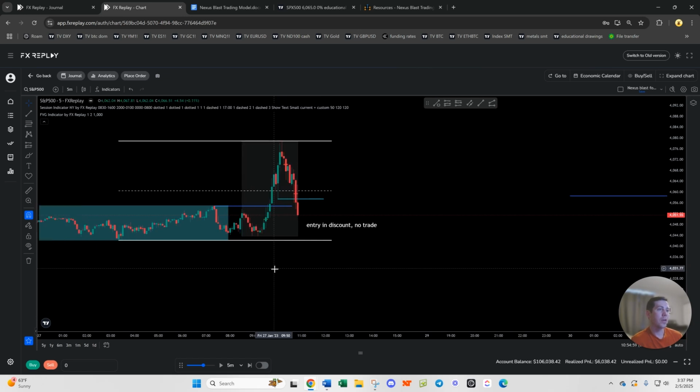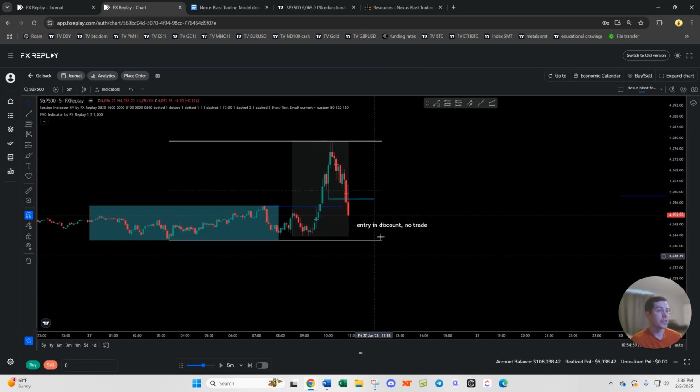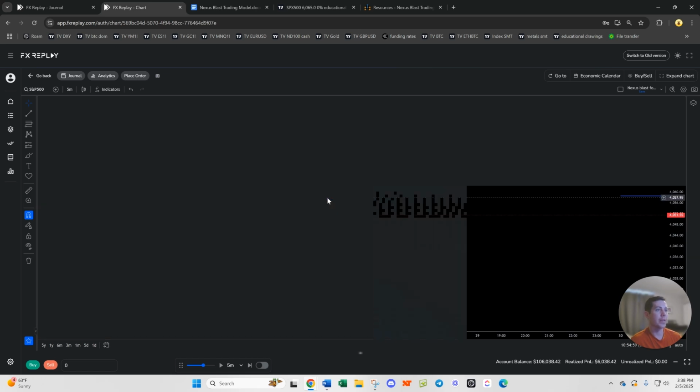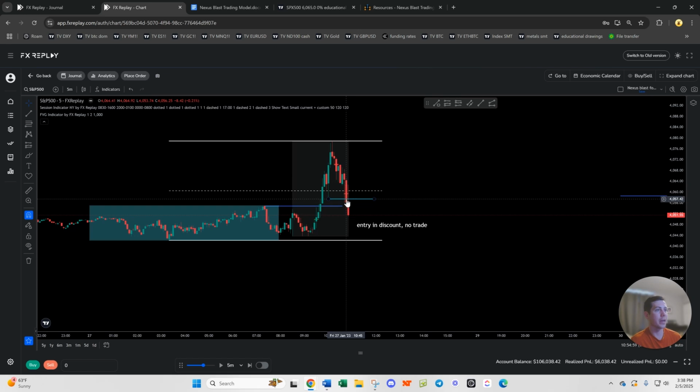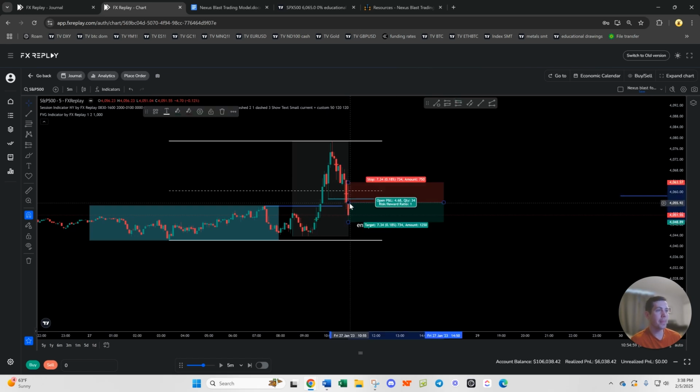So here's an example of when you wouldn't take a trade because it's not in the correct premium or discount level. As you can see here, we did sweep the London high, and there was eventually a break of structure that had a fair value gap. However, the entry for this, using the retest of the fair value gap, would have taken place in the discount range of this trade. And we only want to take shorts in the premium, so this would not have been a valid setup just based on the premium discount.